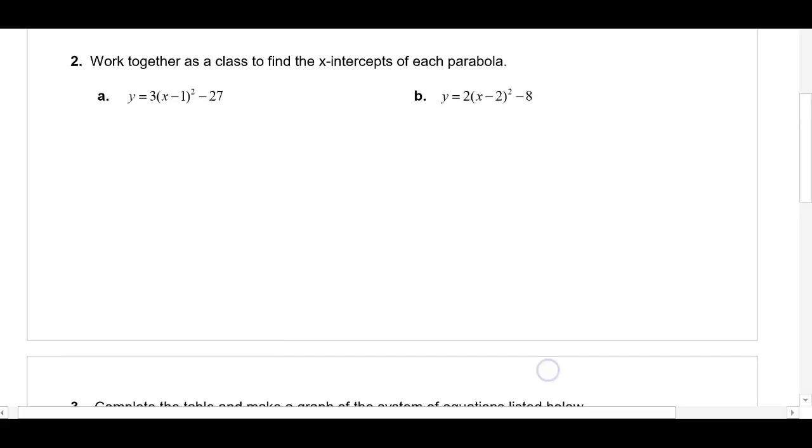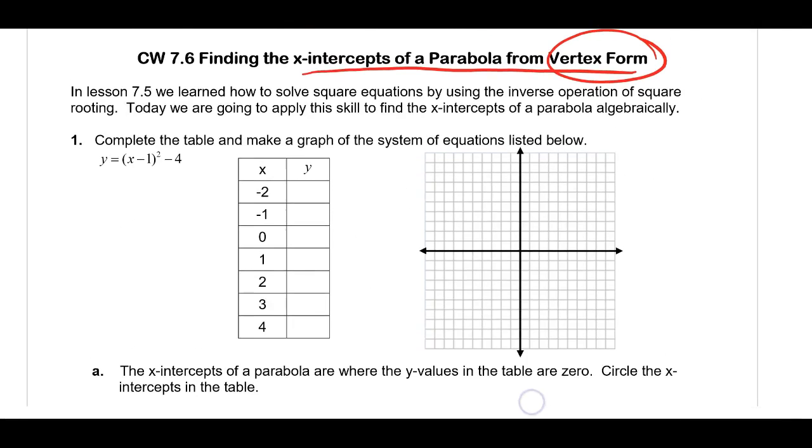Hey Algebra 1, this is a help video where I'm going over 7.6, finding the x-intercepts of a parabola from vertex form. So again, the key words are x-intercepts and vertex form. We're going to find the x-intercepts when the equation looks like this, when we have parentheses squared and then minus or plus some number.